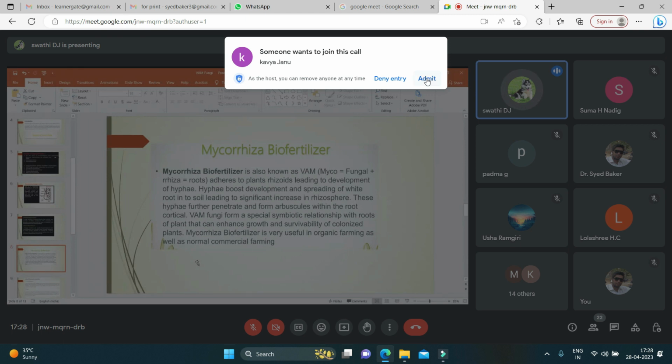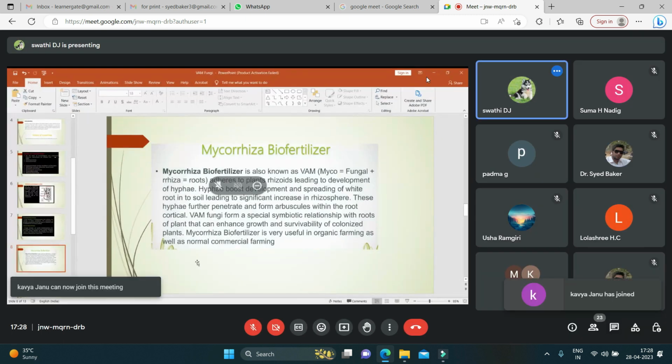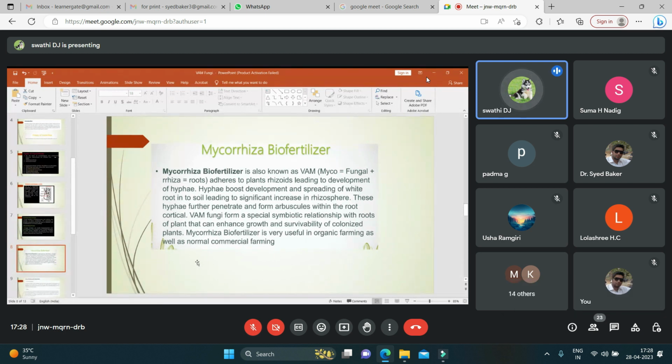Mycorrhiza as biofertilizer. Arbuscular mycorrhizal fungi are obligate root biotrophs that exchange mutually beneficial effects with 80% of plant families. Since they provide the host water, nutrients, and protection from pathogens in return for photosynthetic products, they are regarded as natural biofertilizers. These mycorrhizal biofertilizers are very useful in organic farming as well as normal commercial farming.